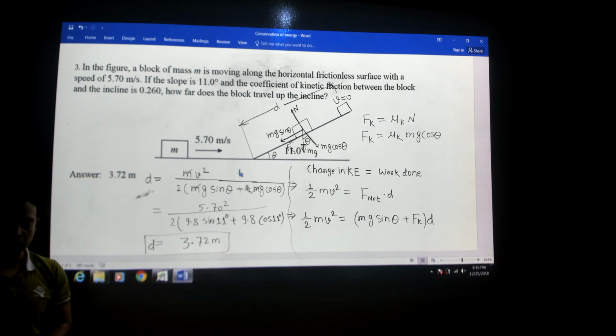So as you see, in this case, the change in kinetic energy is equal to the net work done. By using that principle, we calculated the distance moved.